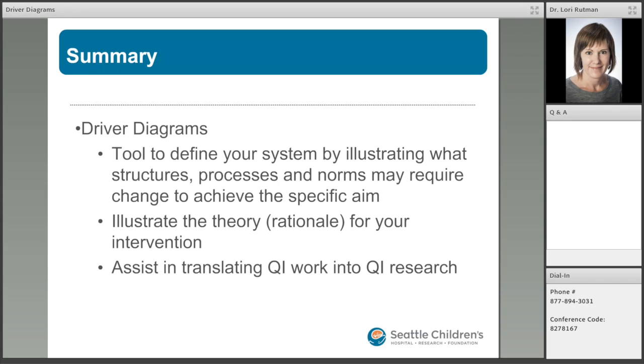So in summary, I hope that I've convinced you that driver diagrams can be a really useful tool for defining your system by illustrating the structures, the processes, and then the culture or the cultural norms that may require change to achieve your specific aim. They also can be really helpful to illustrate the theory or rationale for your intervention. And finally, they can assist in translating your QI work and the great projects that you're doing into QI research and publication if that is something that is useful to you and of interest.